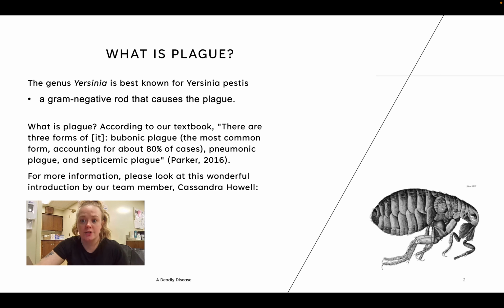Bubonic plague is transferred by the bite of infected fleas, commonly occurring on the extremities. It's characterized by the development of swollen lymph nodes in the groin, arms, or neck.